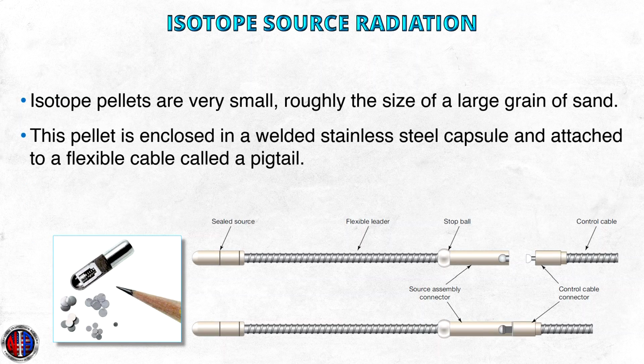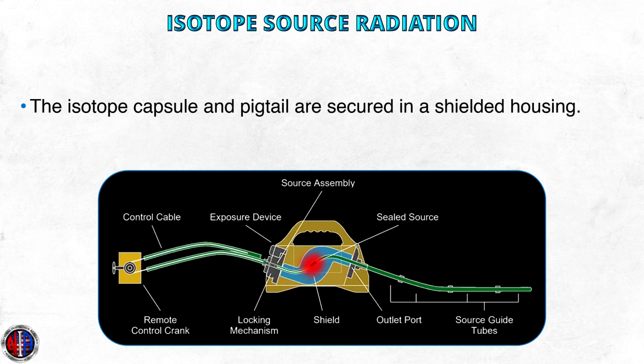Isotope source radiation. You would think that the physical size of radiation isotopes would be fairly large to have enough power to penetrate metals, especially metals that are many inches thick. Surprisingly, isotope pellets are very small, roughly the size of a grain of sand. These pellets are enclosed in a welded stainless steel capsule and attached to a flexible cable called a pigtail. The isotope capsule and pigtail are secured in a shield housing, sometimes called a camera.